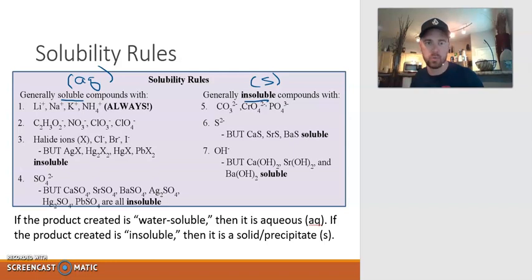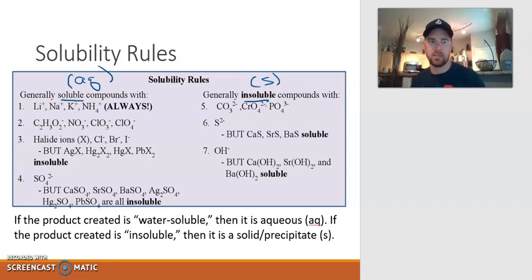So if you take a look at the rules, almost all the rules that you see listed here have to deal with the anion, which is the negative ion. So starting with rule 2, every single one of these rules afterwards is looking at a compound that contains an anion. But rule number 1 is the only rule that deals with the positive ions.